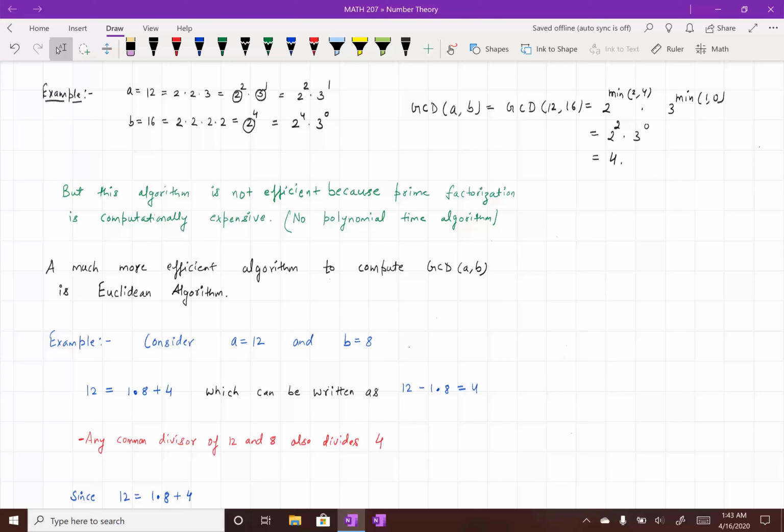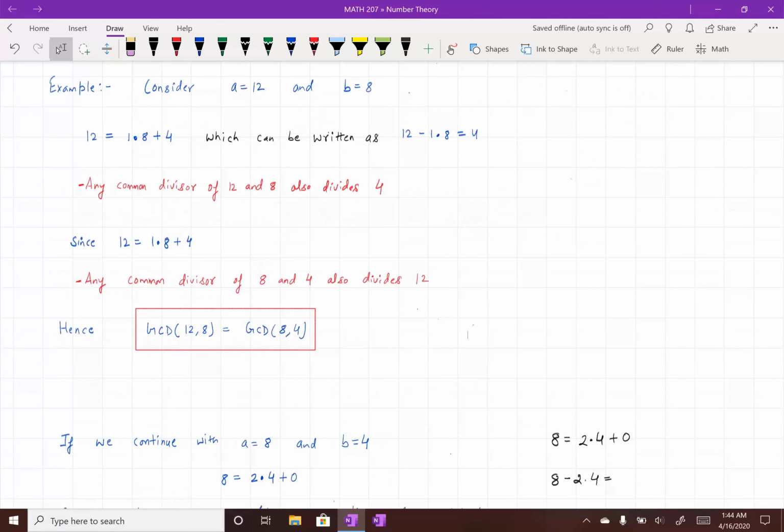In this lecture today we're going to learn about an efficient way to compute the greatest common divisor of two positive integers, which is based on the Euclidean algorithm. To understand the idea behind the Euclidean algorithm, let's take one example and consider a and b as 12 and 8.